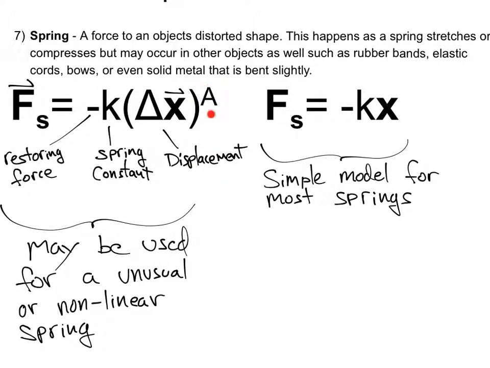Most of the time, you won't see this A there. It would be a 1, and you won't see delta X. It will just be X. We might use this occasionally, and I've seen this on AP tests before, where you have a non-linear spring. So it may be proportional to like the square root of the distance, or the distance cubed, or something like that. In general, though, this is what we'll use.